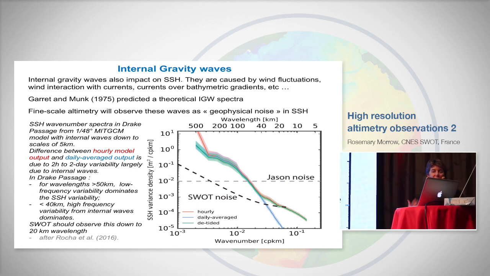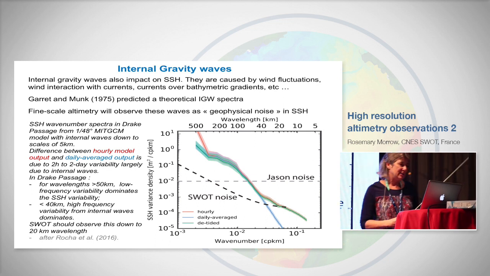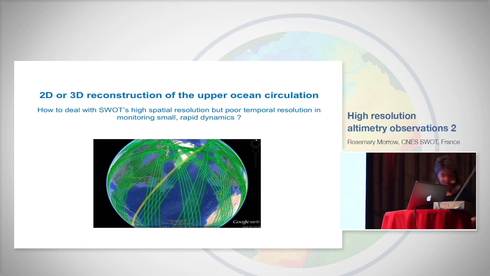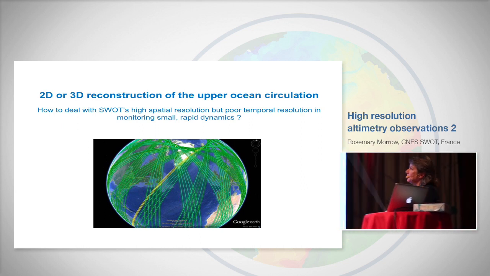Do we smooth it out, filter it out? Are there ways of separating these signals? And there's a lot of work in the SWOT community to do this. I'll speed up a bit.